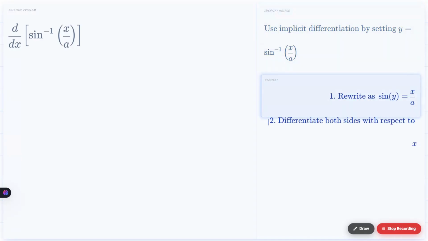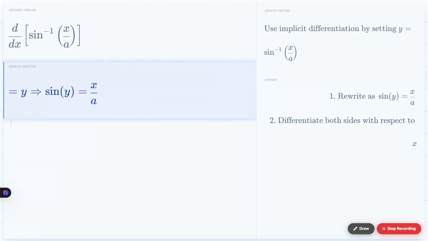We plan to rewrite the equation and then find the derivative of both sides. This is our way to solve the problem. Changing the form helps us use different rules. We rewrite the equation as sine of y equals x divided by a. We do this to remove the inverse sine part. The rule says if y equals inverse sine of something, then sine of y equals that something.